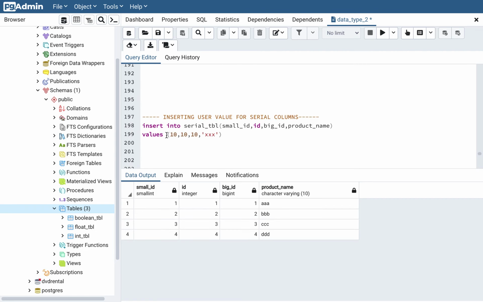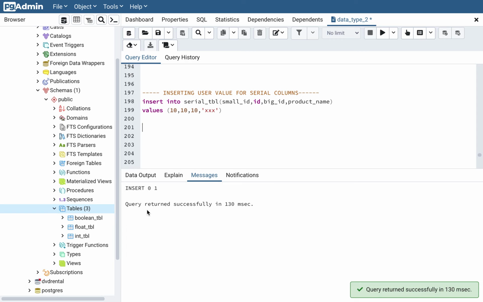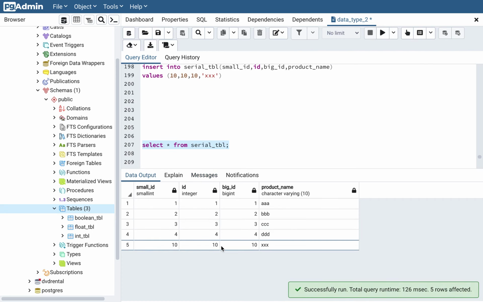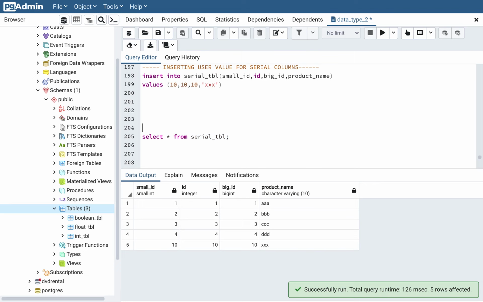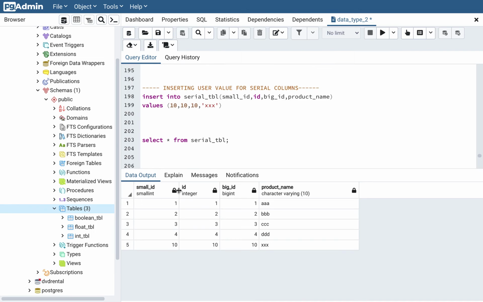Now here I am explicitly trying to store the value. So the first question, is it possible for us to store a value in a serial data type? Yes, of course it is. So let me execute it and explain it to you. The moment I execute this, it says query returned successfully in 130 milliseconds. Now let me execute this and see the result. See, I'm getting 10 10 10, which I have inserted over here, right? I have inserted 10 for all these columns, small id and big id, and I'm able to see 10 10 10.